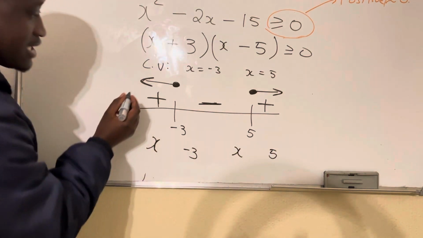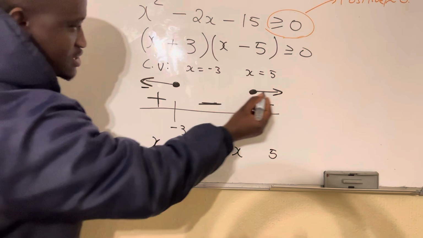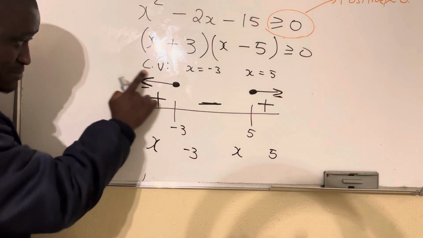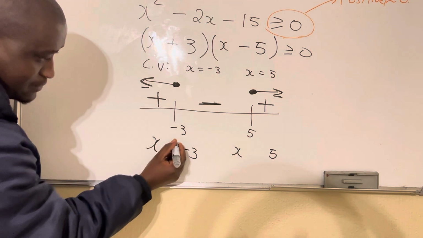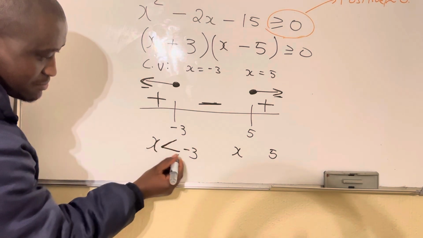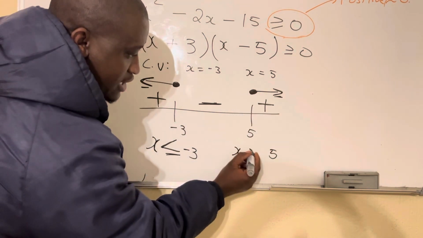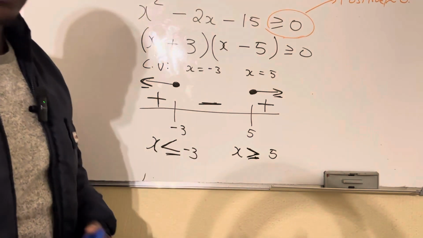Now, at your arrow here, because it's greater or equal to, just put a tip here and a tip here. Now, this is what you're going to take. You take it as it is, this part only, and you replace it here. You take this tip here also and then you replace it here. And then you're done.